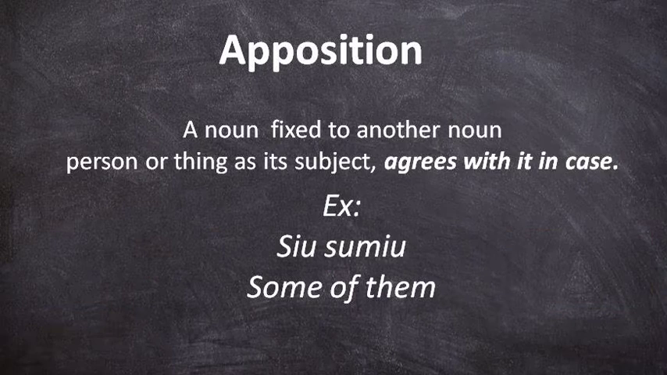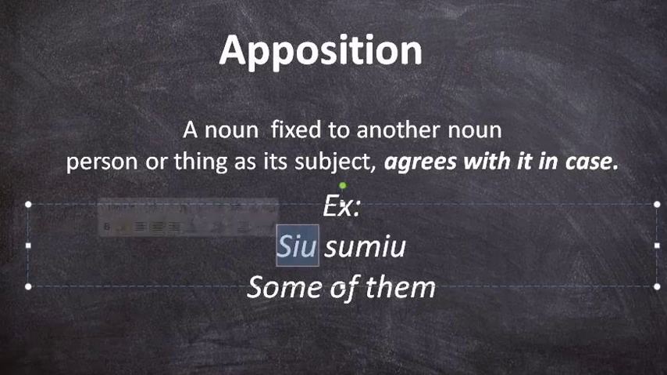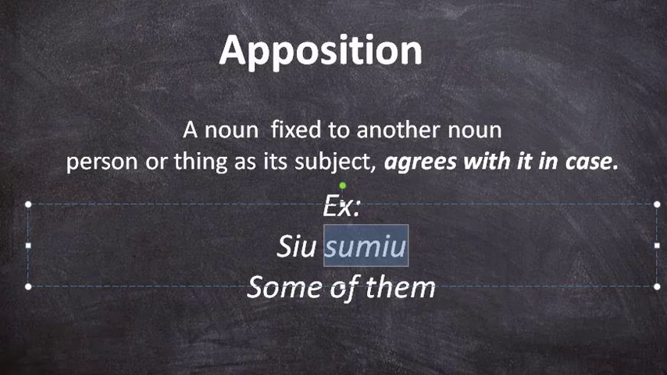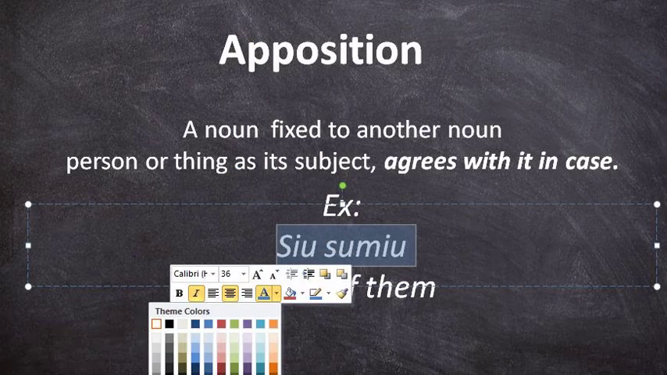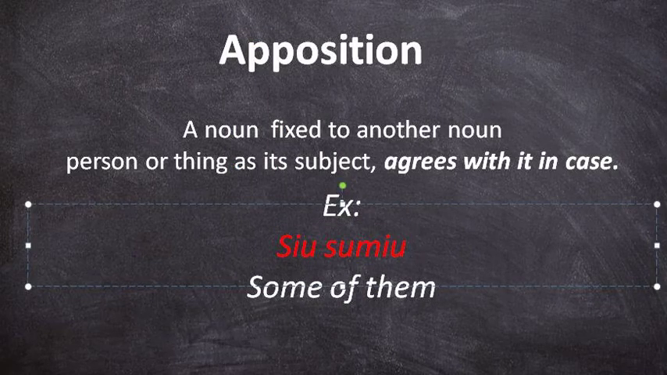As for another example, we have siu sumio. This is like saying they, some, literally, but you could translate this as some of them. This is they, and this is some, but it's inflected in the nominative. So the main thing is that both of these are in the nominative. Let's make that red. Again, a noun fixed to another noun, person, or thing as its subject agrees with it in case. So these are in the nominative and they go together.